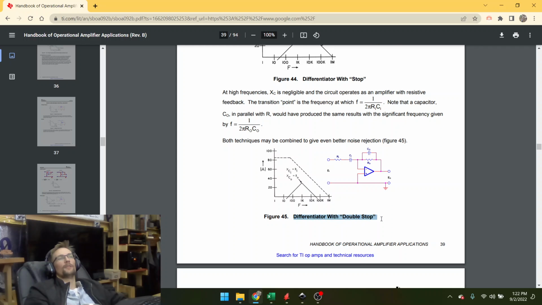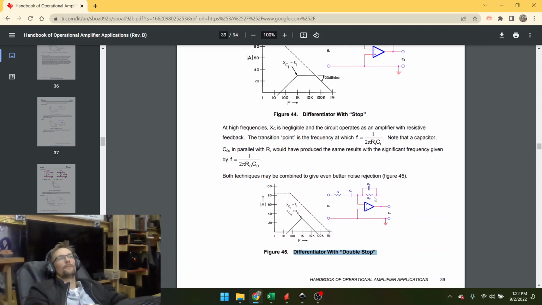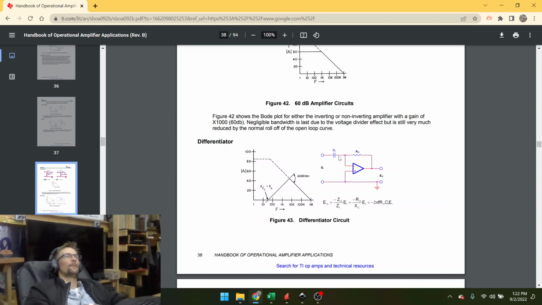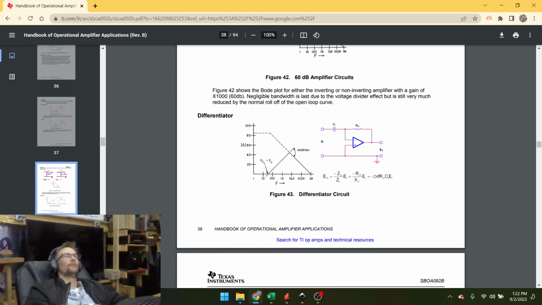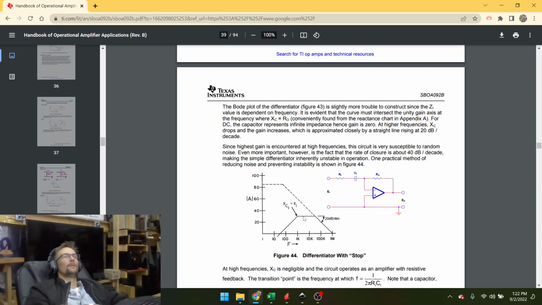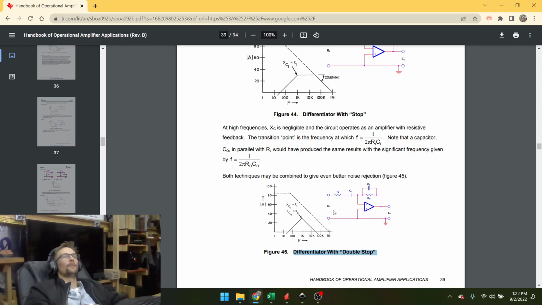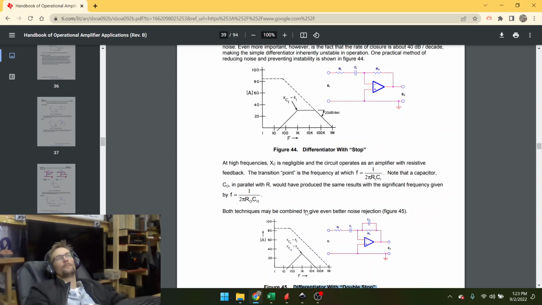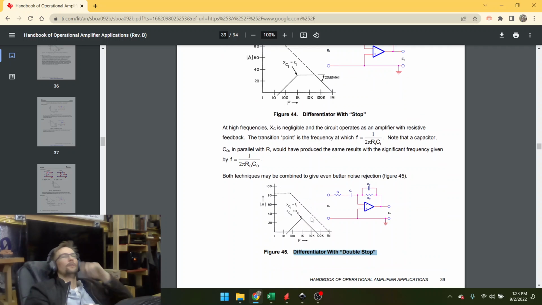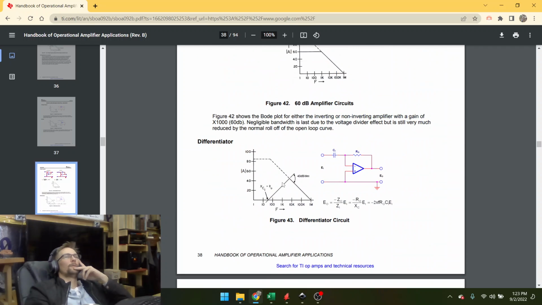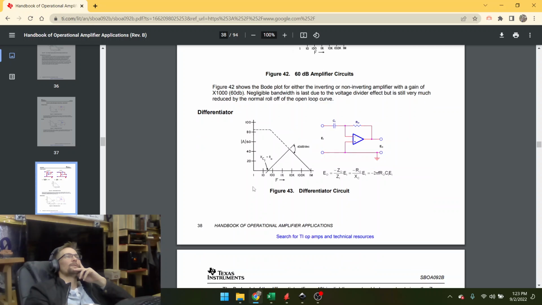Differentiator with double stop. That and that. Huh. So without those other parts, it's theoretical. If you add just one, it puts this stop. And then if you put the other, it pulls it back. So one grabs this line and pulls it down this way.